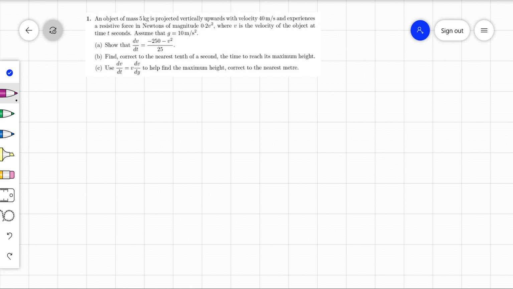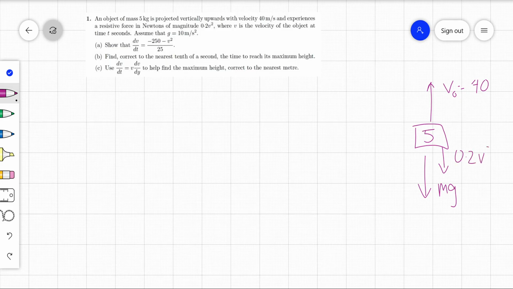All right, we have an object of mass 5 kilograms. Here he is, 5 kilograms, projected vertically upwards. So the initial velocity is 40 meters per second, and there is a resistant force. So we know, first of all, that we have mg, or 5g in this case, going down, but we also have this resistant force of 0.2 v squared in newtons.